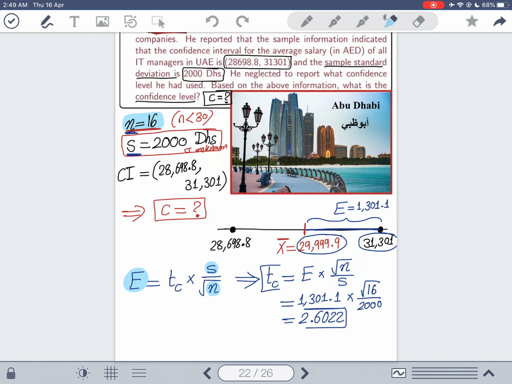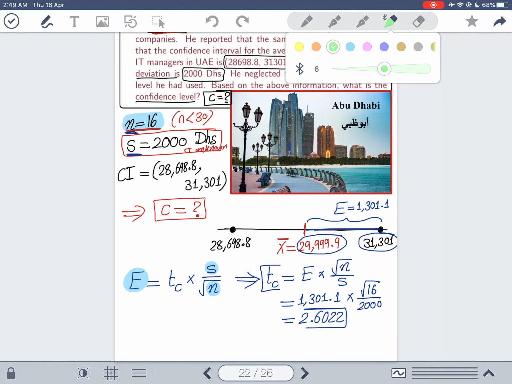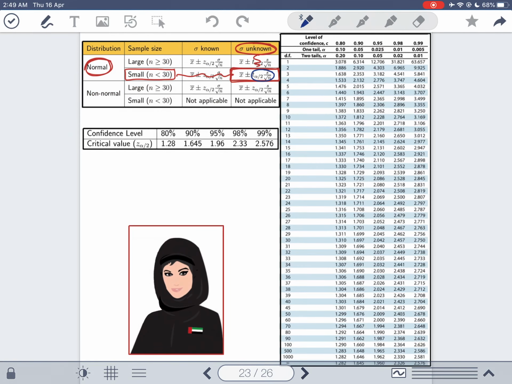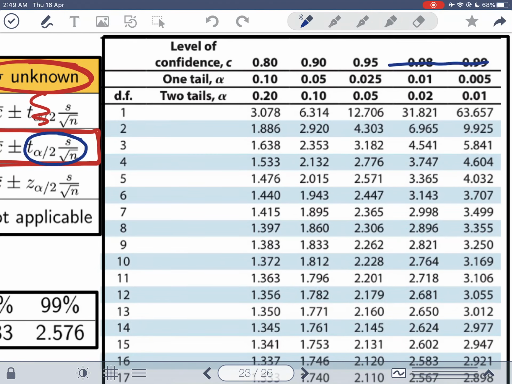Okay, please pay careful attention now. We found the critical t value. Now we want to use the t table to find the confidence level. You know, it could be one of these.